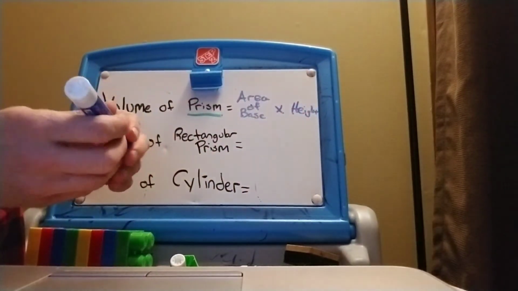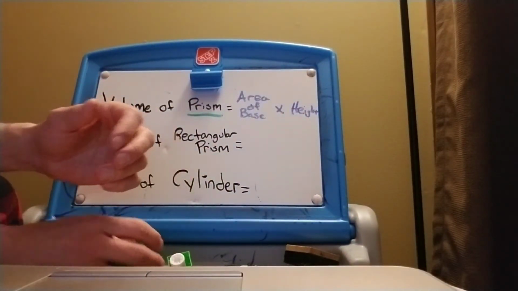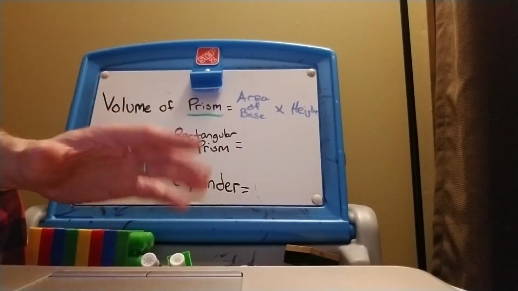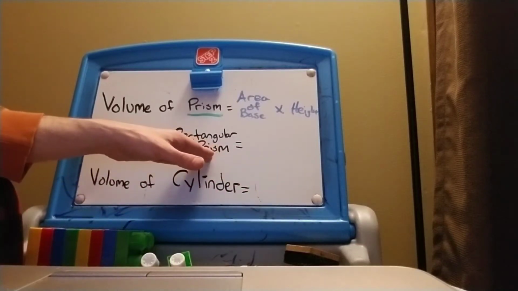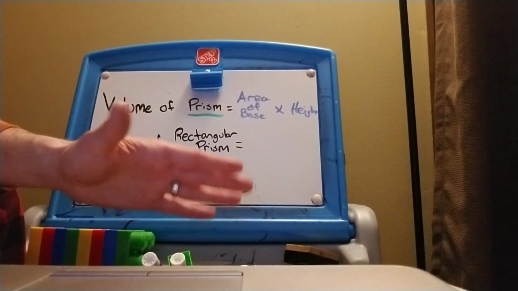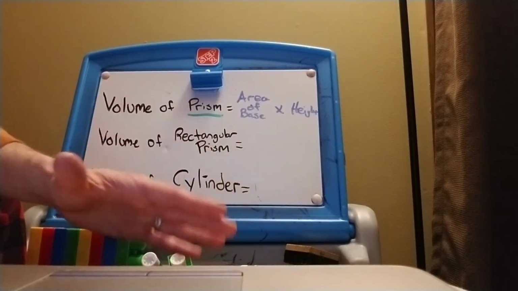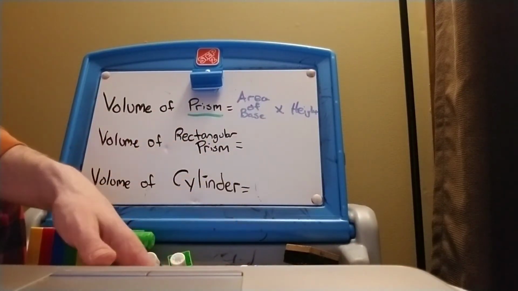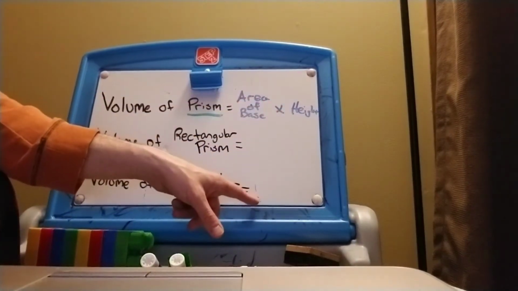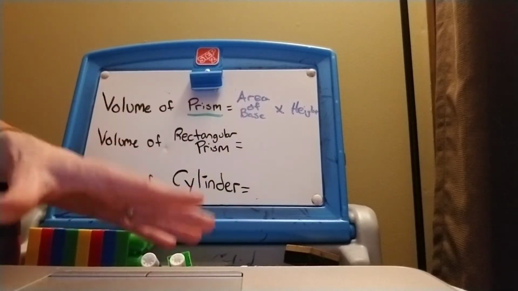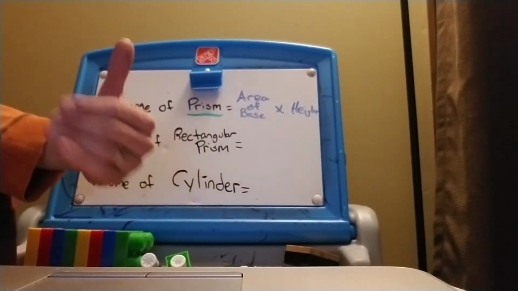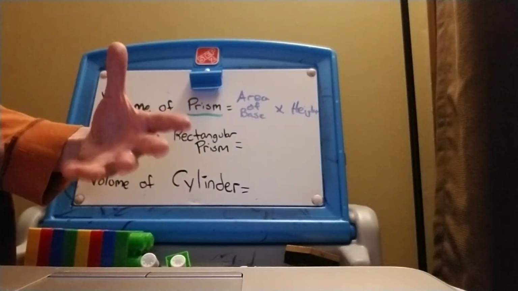All right, so every single prism we encounter, the volume is going to be the area of the base times the height. So this video is going to talk about rectangular prisms and cylinders. Now, technically, cylinders are not prisms, but they have the same characteristics of prisms, so we can use this area of the base times the height to get our formula for that. We're not going to get super into that.